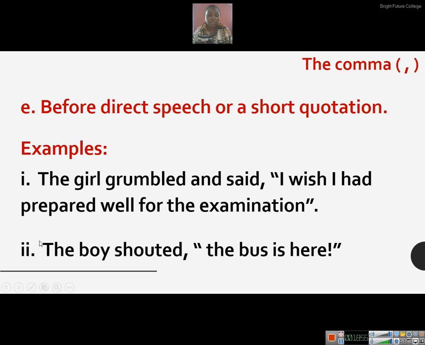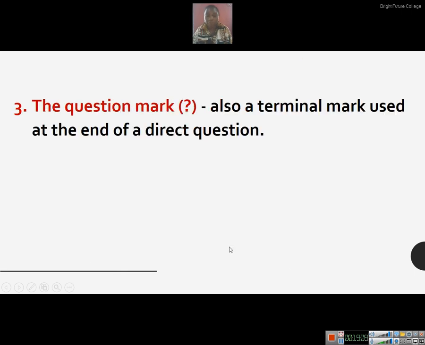The second example is: The boy shouted, "The bus is here." The boy shouted, comma, the bus is here, that is in quotes. So we use the comma to separate the reporting utterance from direct speech.